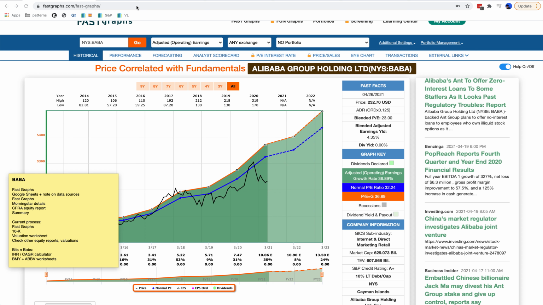I know it's been a minute since my last update, and I just wanted to give another update on some different tools and processes that I've started to bake into my stock investing analysis and valuation process, and talk through some of these tools and processes with Alibaba, which is a company that I've been looking at a bit closer over the past week.